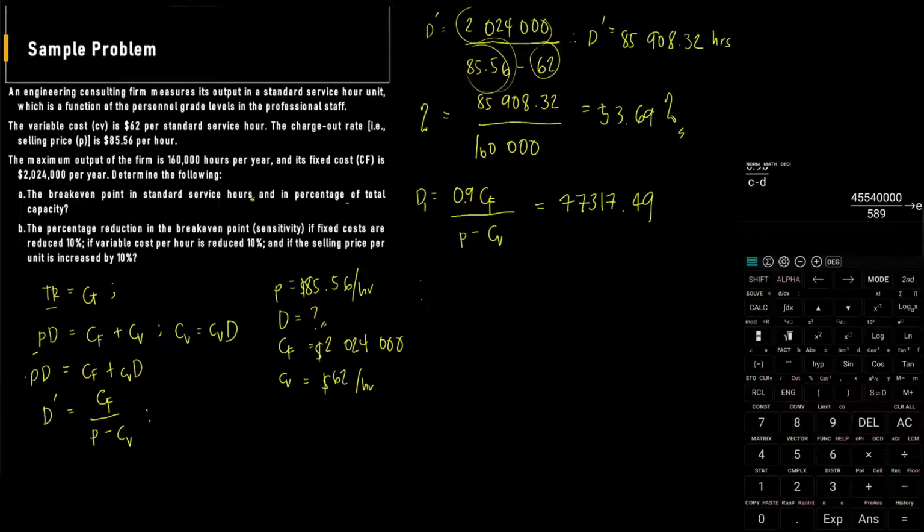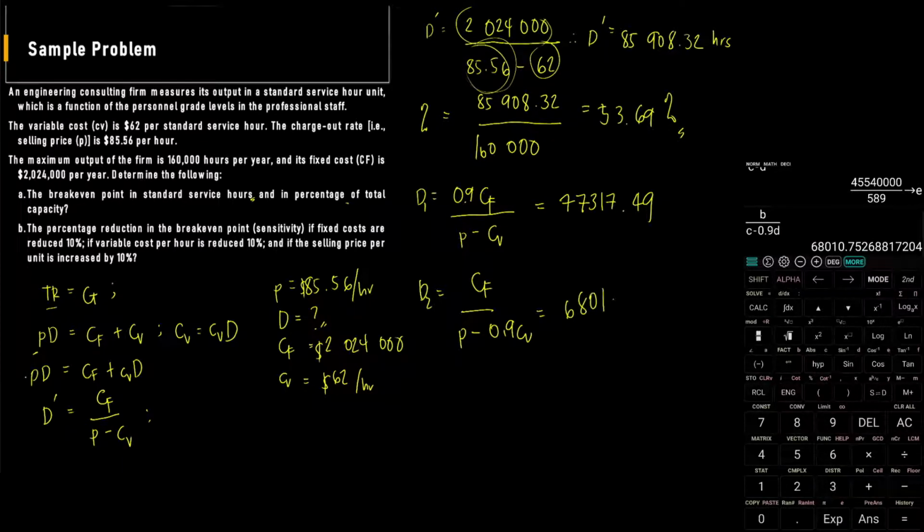Tapos yung D2. So, CF over P, kailangan ibabawasan naman natin yung variable cost per hour. So, 0.9 CV. So, B over C minus 0.9 D. And then yung D3 equal naman sa CF. So, increase yung selling price. So, 1.1 P minus CV.